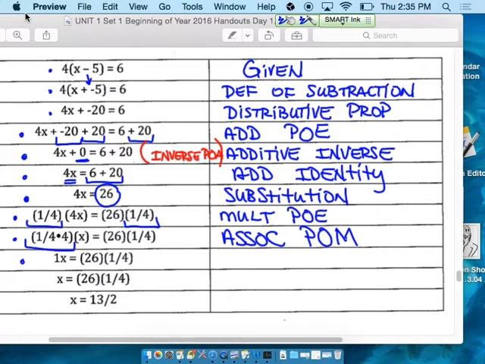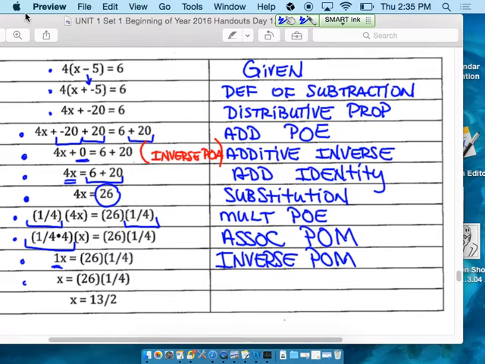Now moving to the next step, I'm going to take the product of 1/4 and 4, which is simply +1. So this is the inverse property of multiplication. And once again, I'll use the initials POM. 1/4 times 4 is being replaced with 1. So that's the inverse property of multiplication.